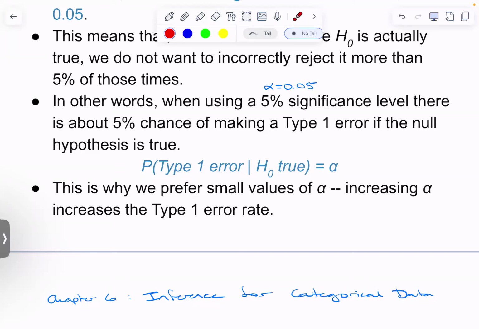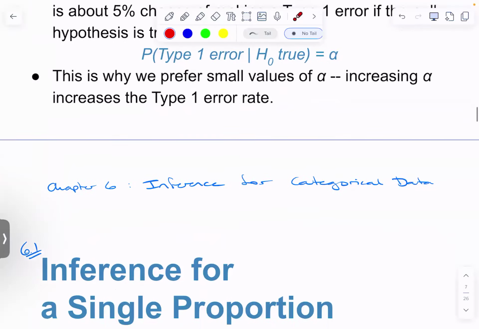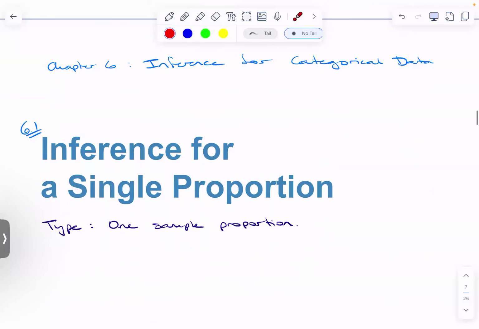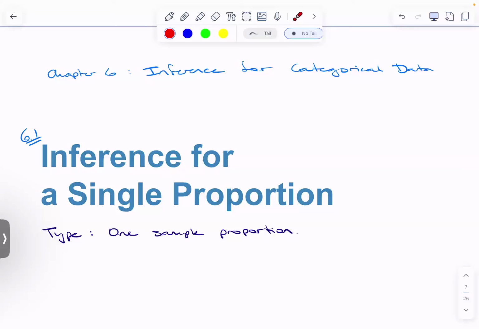Nice. So those are decision errors. Any questions about those before we get into chapter 6? We're ready. Chapter 6, inference for categorical data. This is where the fun begins. Chapter 6, we talk about, okay, inference.